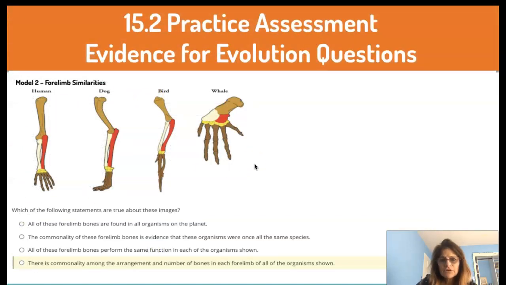Here is a picture like you had on today's document showing similarities in the forelimb of a human, a dog, a bird, and a whale. Which of the following statements are true about these images? There is commonality among the arrangement and number of bones in each forelimb of all of the organisms shown. That's the best answer from these choices.